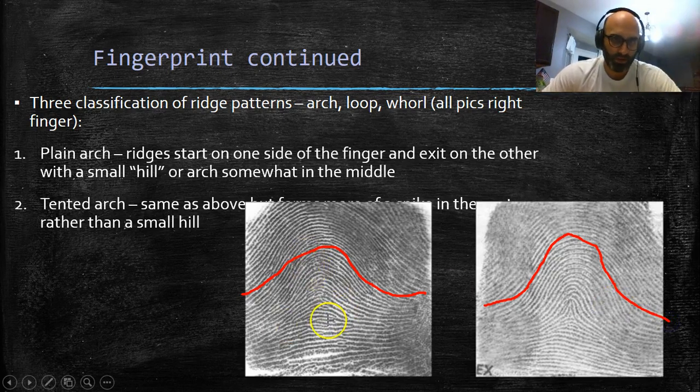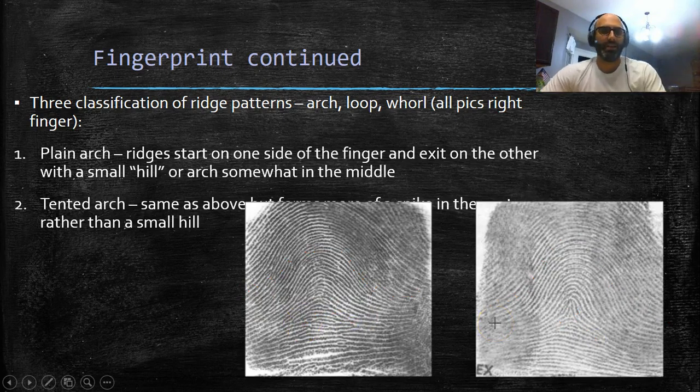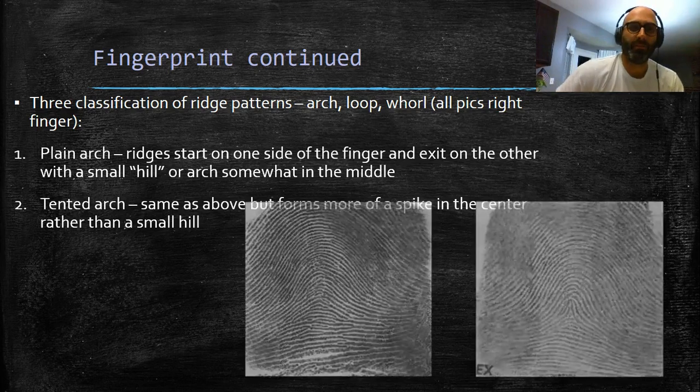This one here is going to be a plane arch. Small, nice rolling hill. This one here has a nice spike. You can even see that spike right here in this area. This one doesn't come to a spike. It's just got a nice easy hill. That's easy to understand, easy to identify. There's no loops, whirls, swirls, or anything like that. It's just a simple hill or a sharp, steep hill.